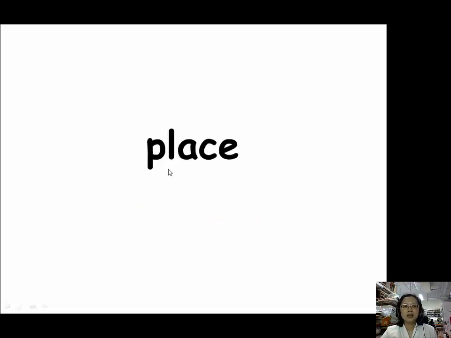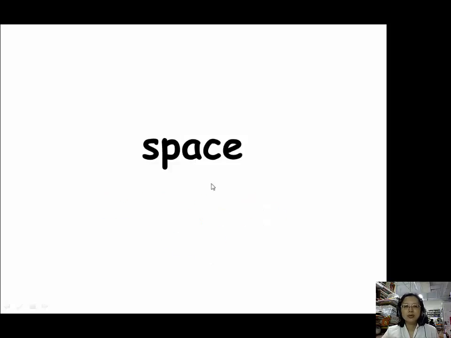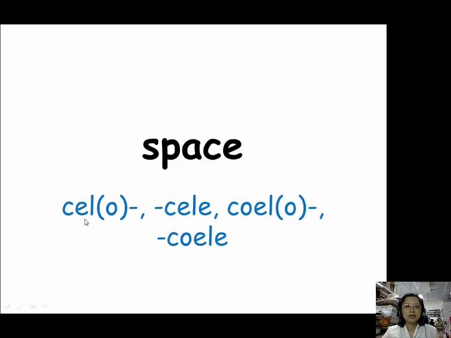To describe things that are in a place, we could use the prefix loco, L-O-C-O, or topo, T-O-P-O, or the suffix tope, T-O-P-E. And when we want to describe things that are related to space, we could use celo, C-E-L-O, or coelo, C-O-E-L-O. These two are prefixes, and the suffix cele, C-E-L-E, or coele, C-O-E-L-E.